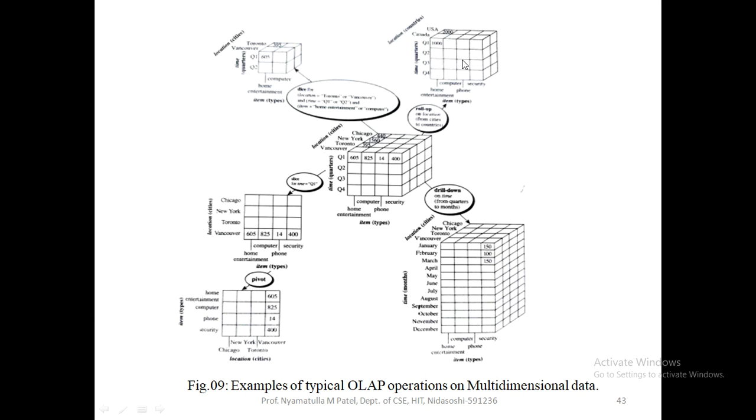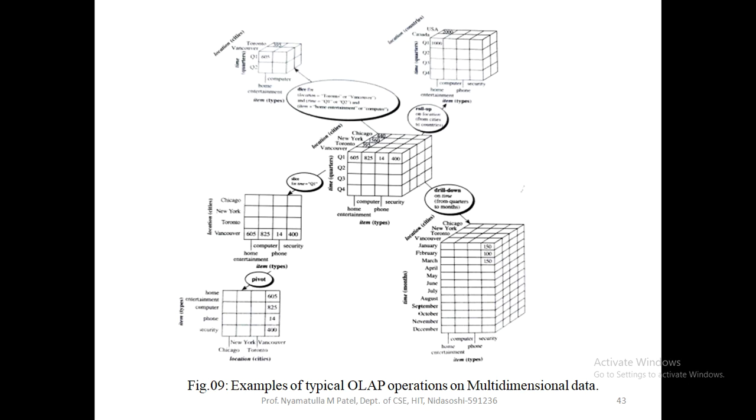When roll-up is performed, we are moving from a lower level to the higher level. When roll-up is performed by dimension reduction, we are moving from cities to the more hierarchical level, that is the country. One or more dimensions are removed from the given cube. For example, consider the sales data cube containing only location and time dimension. Roll-up may be performed by removing, say, the time dimension, resulting in an aggregation of total sales by location rather than by location and by time.